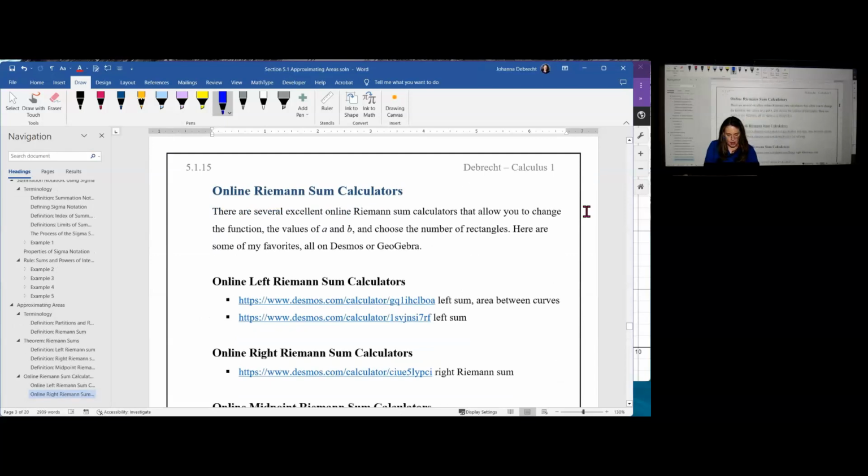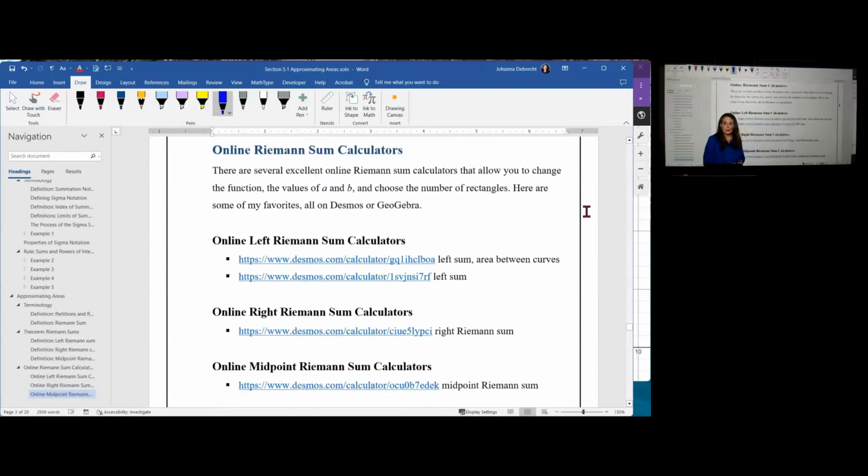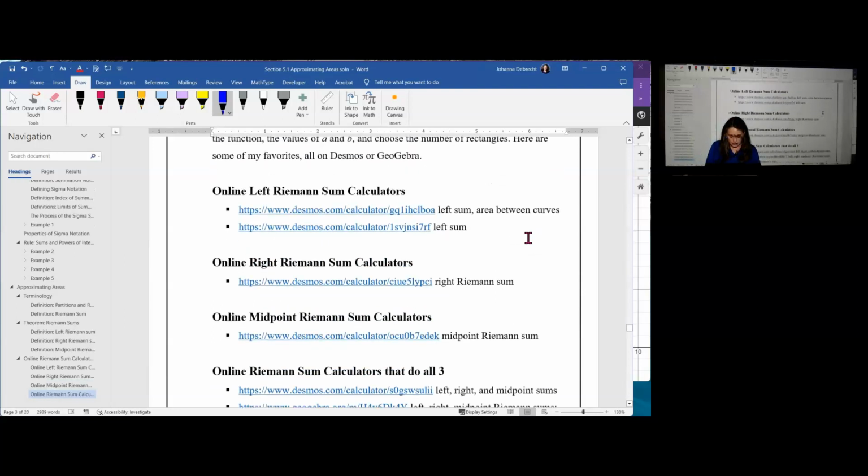There are a lot of online sum calculators that you can use. I've put on here some of my favorites from Desmos and GeoGebra and indicated what they do. This first one will give you the left sum as well as the area between two curves. And the one below it gives you just the left sum, meaning the left Riemann sum. The right Riemann sum is given by this one here on Desmos. And there are some that give the midpoint as well.